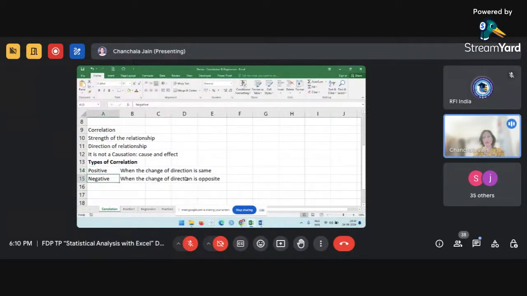For negative correlation, the change of direction will be different. That means if I'm increasing one variable, the other variable is decreasing. So it is a negative correlation. A very simple example to understand negative correlation: if you are increasing the prices, we know the economics law says that demand for the product will decrease, right? So it is a kind of negative correlation.